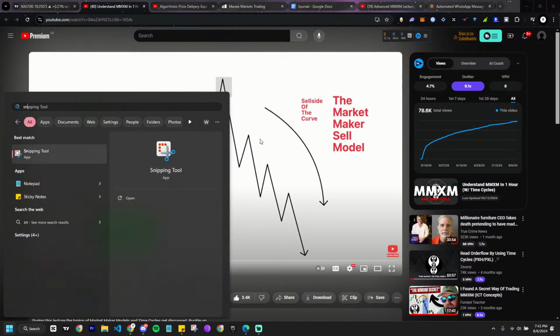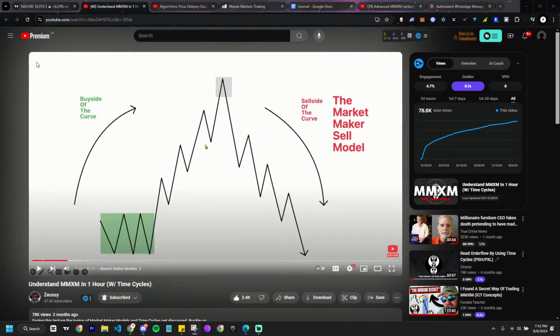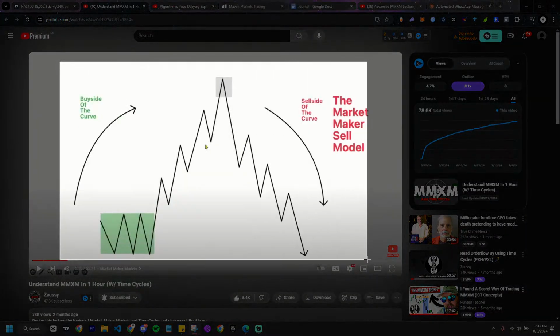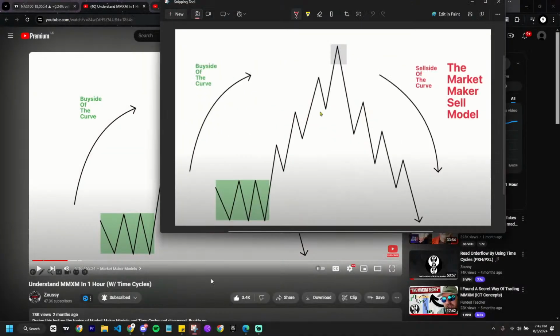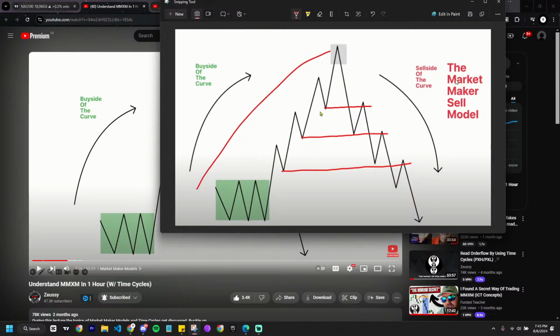Right. He's talking about this. All the sell side liquidity will be engineered within the buy side liquidity. See, these are all swing points. If you think about it, they're all parallel right here. See, all the sell side liquidity from this upside of the curve, the bullish part of the curve, is all engineered back when you're going on the sell side of the curve.